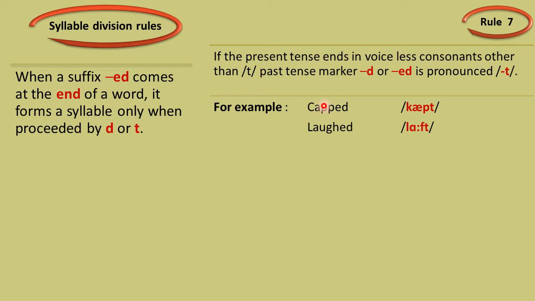P is a voiceless sound. As this present tense form ends in a voiceless sound, ED is represented by T. Similarly, laugh. Laugh is a present tense form and this present tense form ends in F. See here the phonemic transcription. F, once again, is a voiceless consonant. As it is ending in a voiceless consonant, ED is represented by T. And I think you understand the first rule.